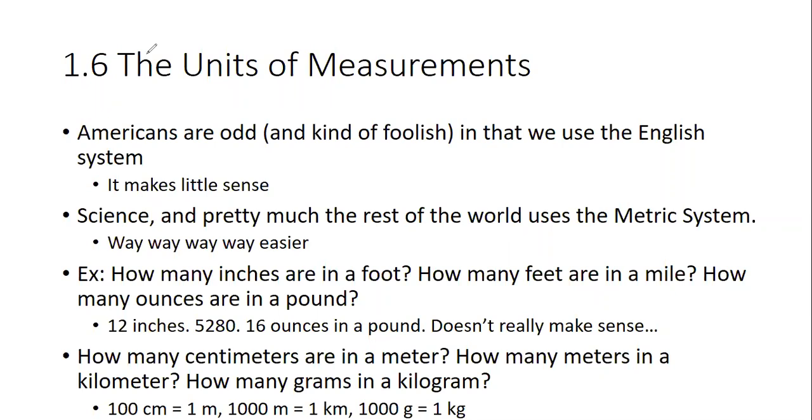An example here is when we talk about centimeters to meters, there's 100 centimeters in 1 meter. There's 1,000 meters in 1 kilometer. There's 1,000 grams in 1 kilogram. The metric system uses bases of 10. Everything is always a unit of 10 in the metric system, which makes it easier to remember, in my opinion.